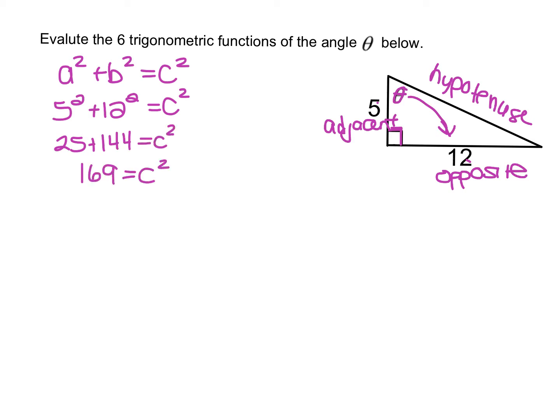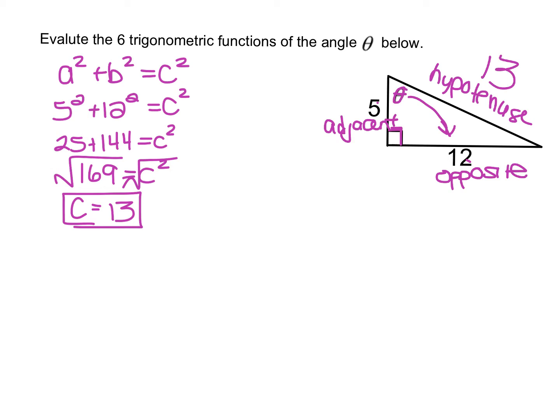169 equals c squared, and then we just square root. And while c does equal plus or minus 13 because there are 2 numbers that when squared give us 169, we aren't going to include the negative version of that. We're just going to say that c equals 13 because a side length needs to be positive. It can't be a negative side length. So here we now know that our hypotenuse value is 13.